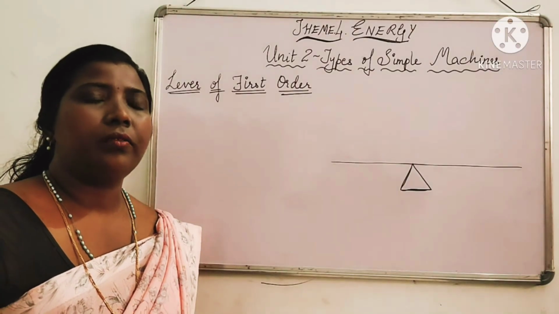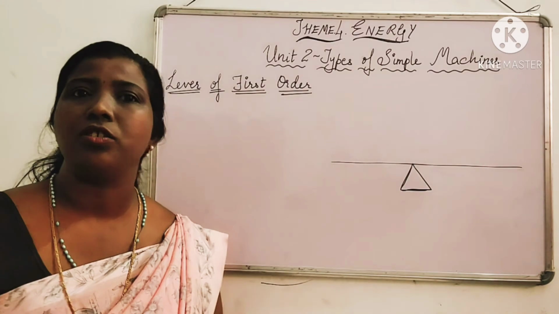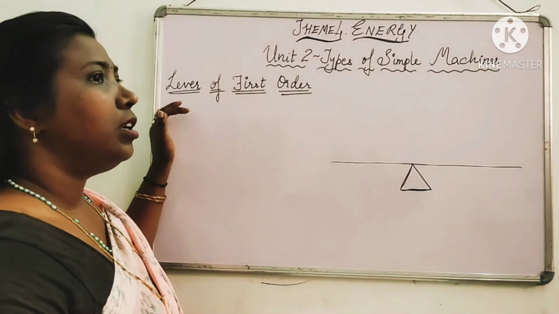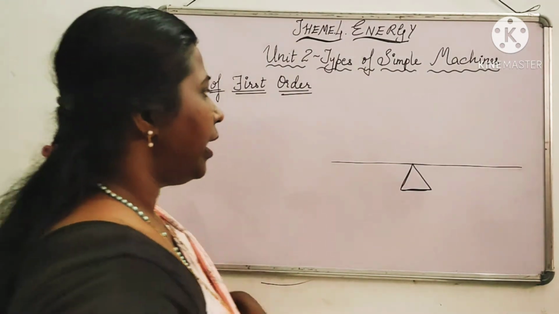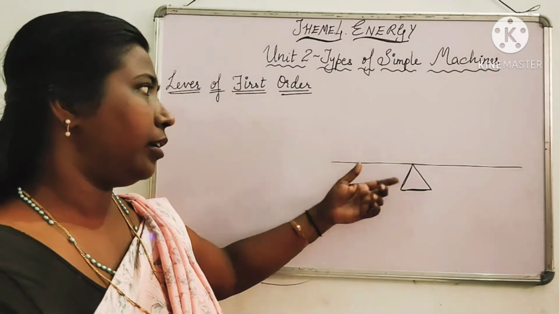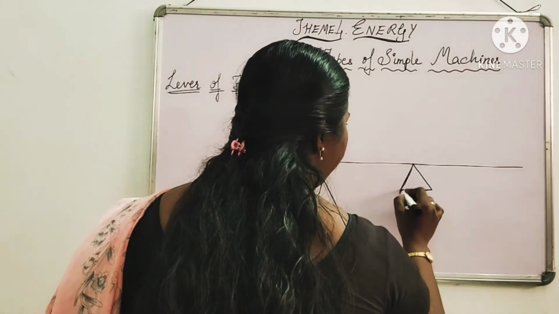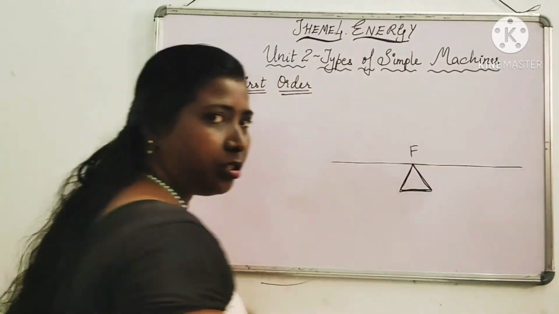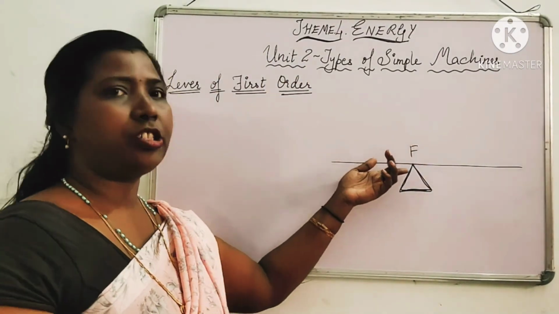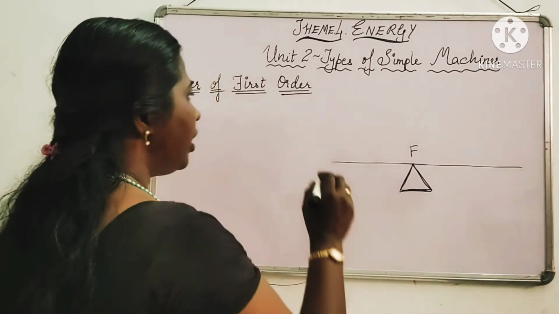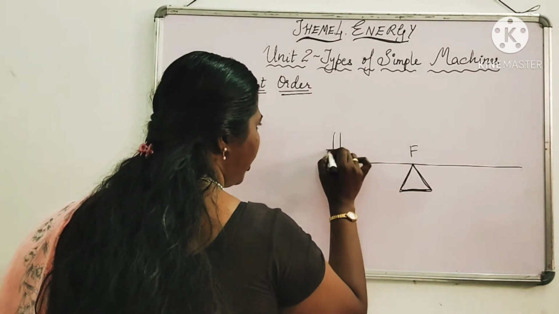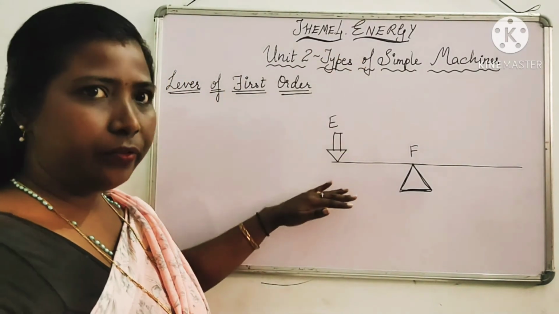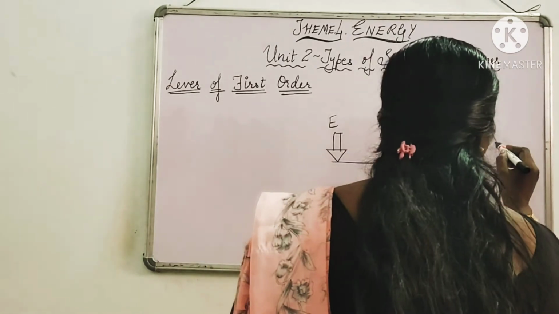Okay, for the first part we had the explanation of lever. So I hope you understood the topic lever. Now we have lever of first order. For that I have made one diagram. This is the fulcrum, and this is a rigid structure, a rigid beam or a rigid bar. In that we are putting an effort on it. Okay, this is an effort, and we have kept one load over here.